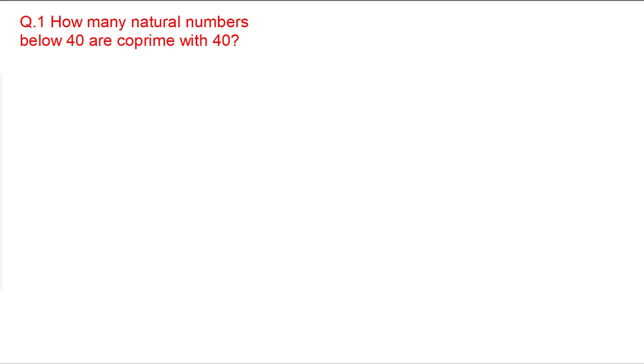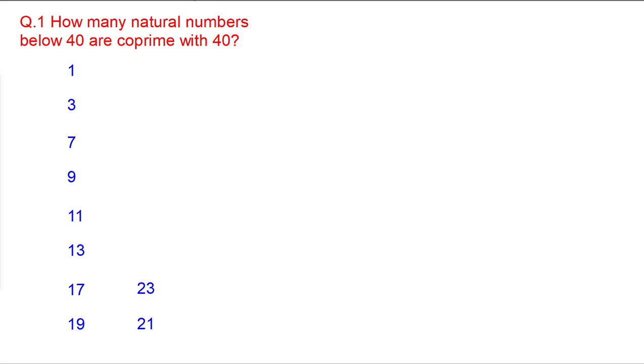First of all, 1 is coprime with 40. 2 is not coprime with 40. 3 is coprime with 40. 4 is not, 5 is not, 6 is not, 7 is, 8 is not, 9 is, 10 is not, 11 is. 12 is not, 13 is, then not 14, 15, 16. 17 is coprime with 40. After that, 19 is coprime with 40.